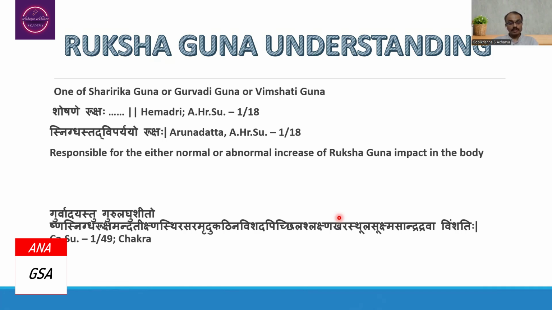Arunadatta says, Snigdha tad viparyayo rukshaha. It is opposite to the Snigdha guna, which is responsible for the Shoshana karma, or dryness, happening inside the body. As mentioned earlier, the Guru Adi Gunas: Guru Laghu Shita Ushna Snigdha Ruksha Manda Tikshna Stira Sara Mrudu Kathina Vishada Pichila Shlakshna Khara Sthula Sukshma Sandra Drava, Vimshatihi. So these are the Vimshati Guna. Among these, Ruksha is considered the prime guna, opposite to Snigdha.